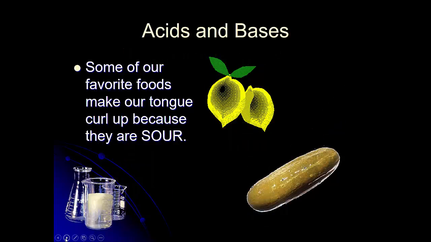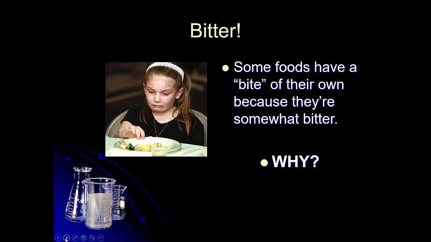So the main topic for pH is about acids and bases. Some of our favorite foods make our tongue curl up because they are sour, like pickles or lemons. At the same time, some foods have a bite of their own because they're somewhat bitter. And the question is why? What's going on here that we have these reactions to them? And what does that mean in terms of the chemistry of what's going on?